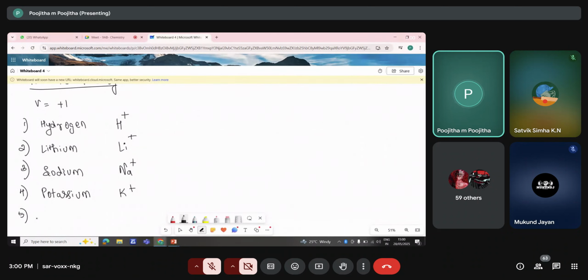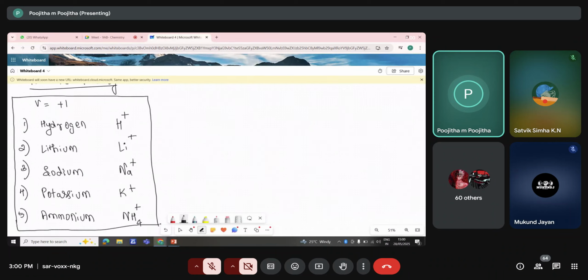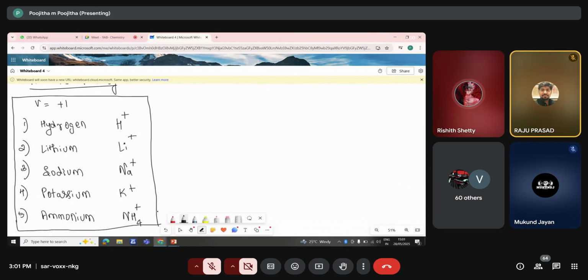Then the fifth one. You don't have a textbook also, no? That is why I'm making you write ammonium, which is a radical, NH4 plus. Whatever ions or radicals I'm teaching you today, please learn them on the same day, because going further you should be in a position to write formulas. For that you should know the ion or radical, the formula with charge, correctly. Did you finish valency +1? Yes, ma'am.